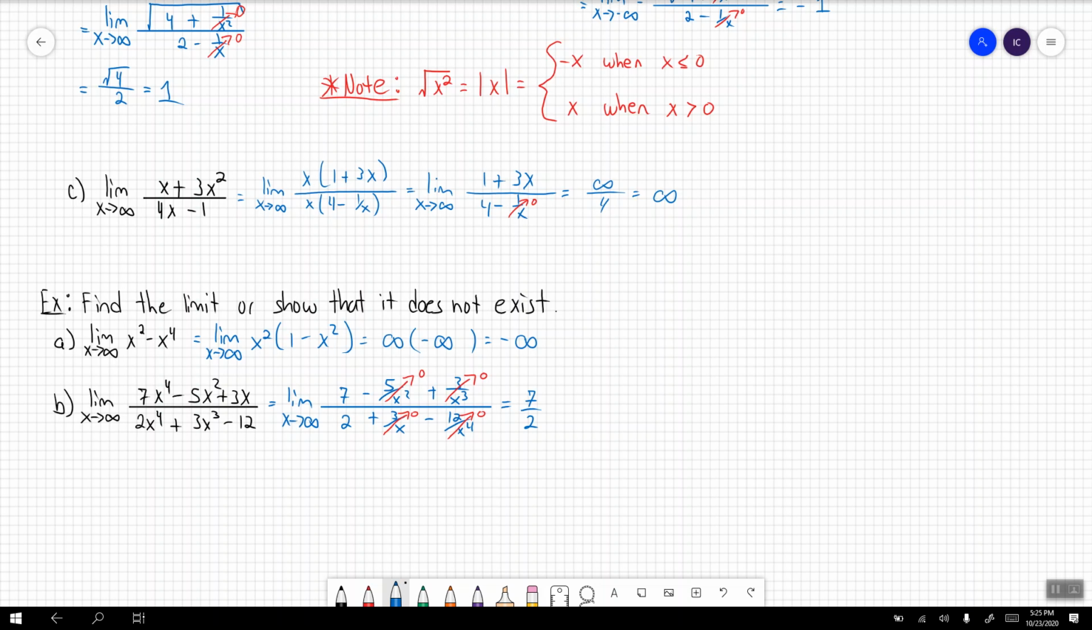So as your x values start approaching infinity or negative infinity, it's possible that your limit does exist, and if it does exist, then we need to find that numerical value for the limit.